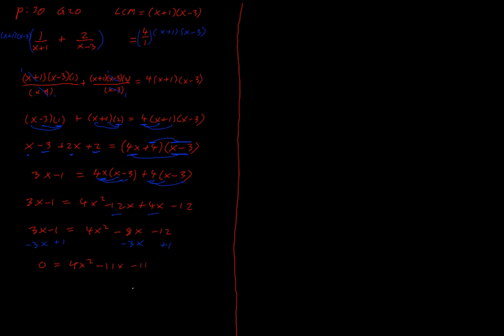4x squared minus 11x minus 11. Now, in the question, it tells you you're going to need to use the minus b formula, and the way that it does it is it tells you to give your answer to 2 decimal places. Because it tells you that, you know automatically that you should try the minus b formula. If it tells you to give an answer for a quadratic to 2 decimal places or any decimal places, it means that you're going to end up using the minus b formula.